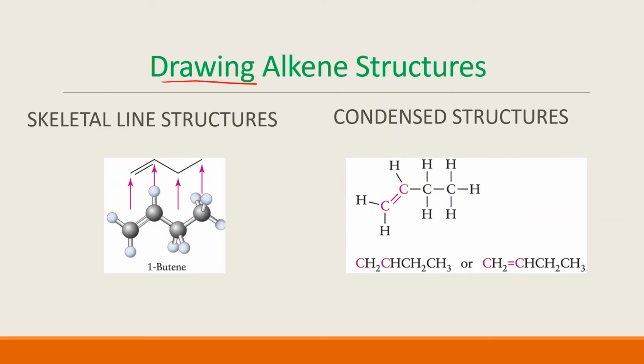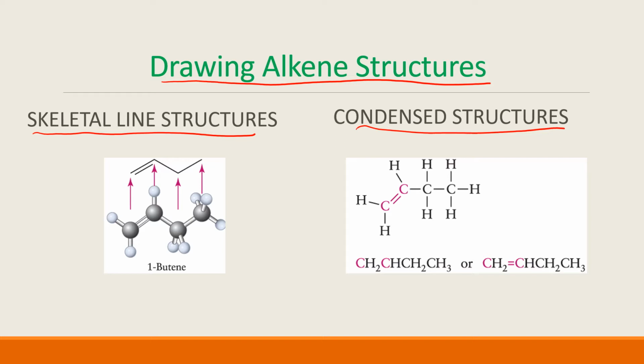Let's learn how to draw the structure of alkenes. As usual, we can use Lewis structures to show the structure of an alkene, but we learned that drawing Lewis structures, especially in the case of longer carbon-carbon chain molecules, can be quite complex. So therefore, we use condensed structures. In the case of alkenes, again, we can use skeletal line structures as well as condensed structures.